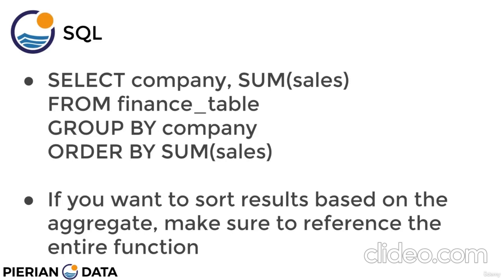Here's another example: if you want to sort the results based on the aggregate, you have to make sure to reference the entire function. In a simpler example, let's say we wanted the total sales per company. Then we could select company, sum of those sales from the table, and group by company. The other thing to notice here is if I actually wanted to order by the sum of sales, I don't just say order by sales, I have to say order by the sum of sales. So whatever I'm ordering by, that total statement should exist somewhere in the select clause. And then you could add something like limit 5, which would essentially show you the top 5 sales or bottom 5 sales, depending on whether you did ascending or descending order, per company.